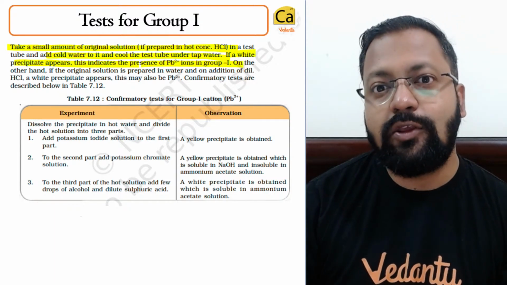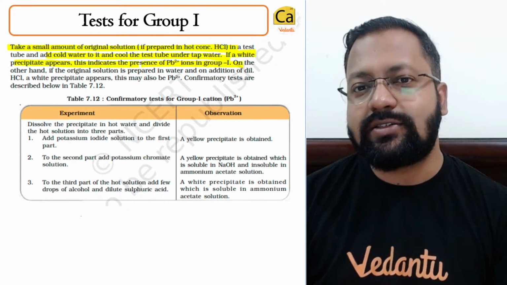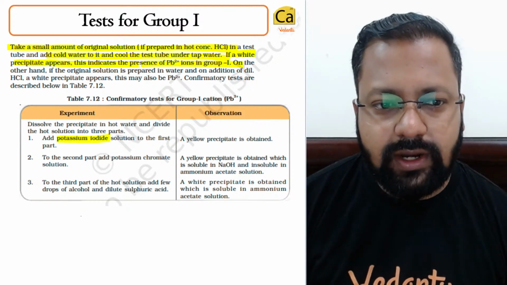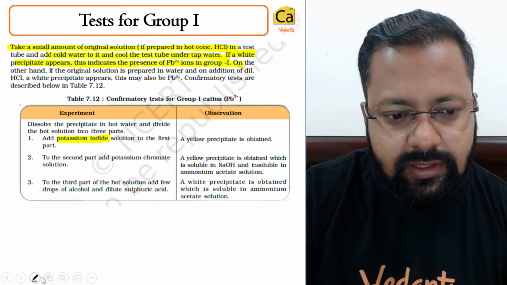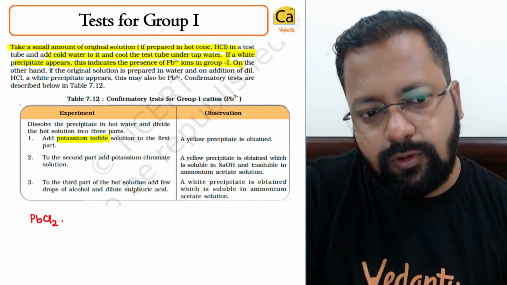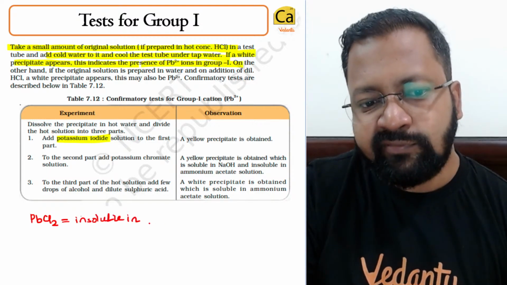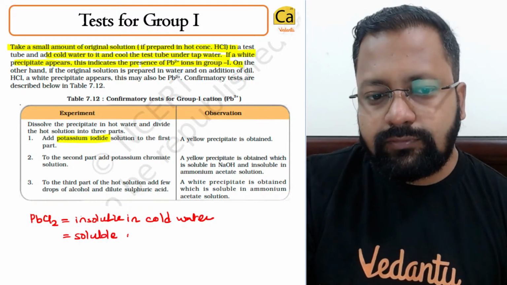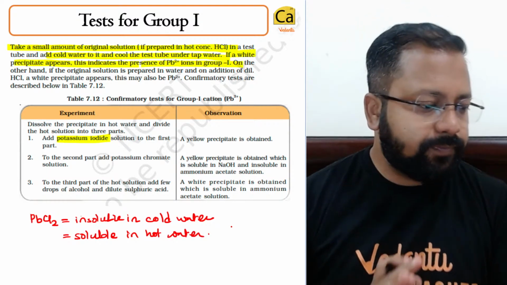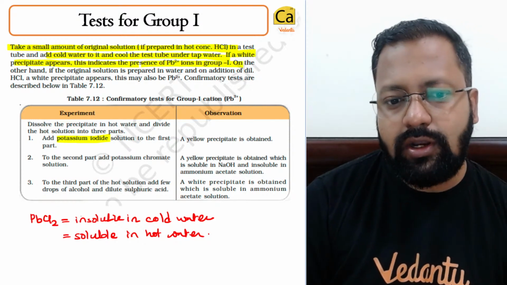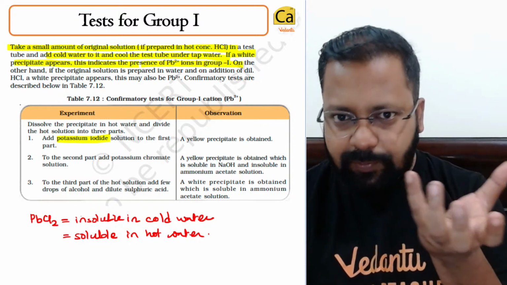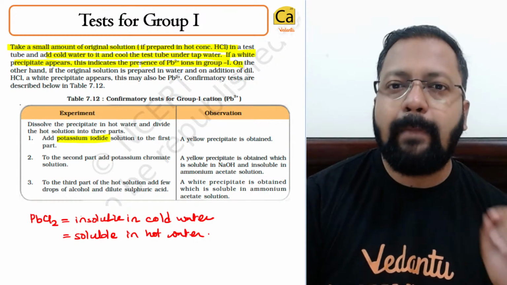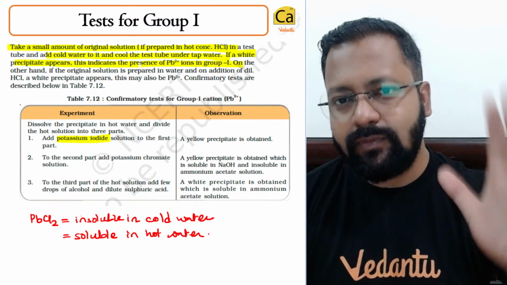Now you have to confirm the presence of lead by doing certain tests. अब क्या क्या टेस्ट करोगे? So you will add potassium iodide. The precipitate whatever is obtained, याद रखो lead chloride, PbCl2, is insoluble in cold water. It is soluble in hot water. Now if the precipitate is obtained, you separate the precipitate because it contains Pb2 plus ion, and you add hot water to it so that the precipitate dissolves.